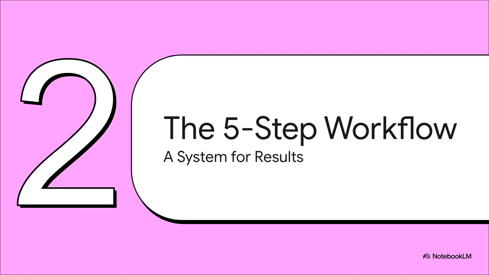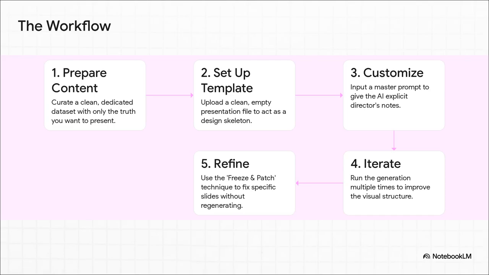So, how do we break out of that loop? Well, the answer isn't to just click the button harder, it's to use a smarter system. So let's get into it, the 5-step workflow. This is a repeatable process that tames the AI and gets you consistent, high-quality results every single time. And here it is, the whole shebang. Prepare, template, customize, iterate, and refine.